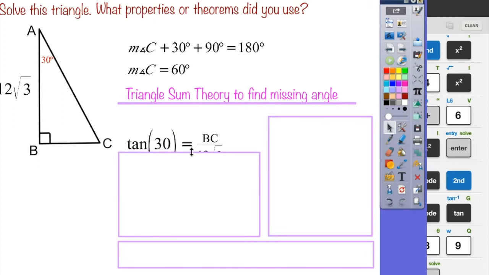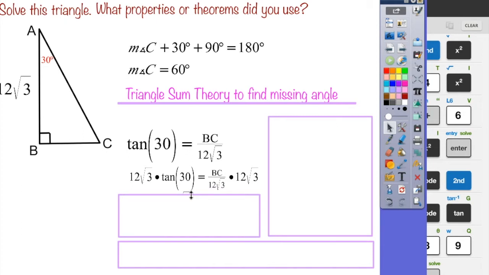So to find BC, we're going to start out with tangent because we have the adjacent and we're missing the opposite side. So tangent of 30 degrees is equal to BC over 12 square root 3. We're going to cross multiply, or we can multiply both sides by 12 square root of 3. Both are valid ways to solve for BC. Okay, when we multiply both sides by 12 square root of 3, on the right-hand side, these two will cancel out, leaving us with BC is equal to 12 square root of 3 tangent of 30 degrees.